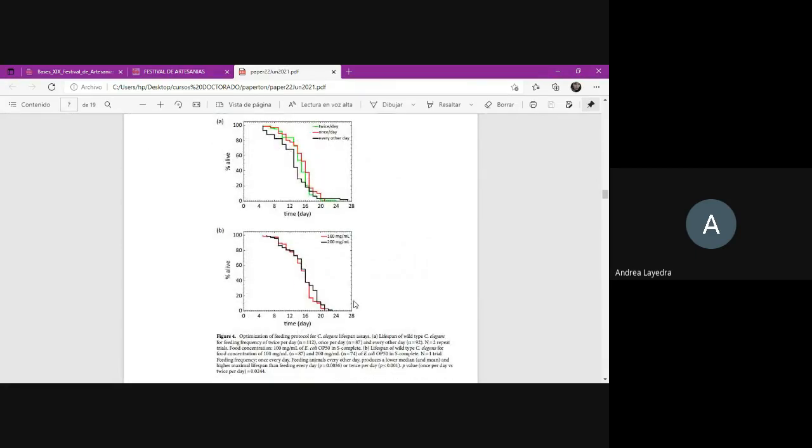To determine an adequate food supply, they used bacterial concentrations of 100 milligrams per milliliter of E. coli, fed once a day, twice a day, or every other day. They observed that the worms fed every other day with 100 milligrams per milliliter had a general extension in lifespan.